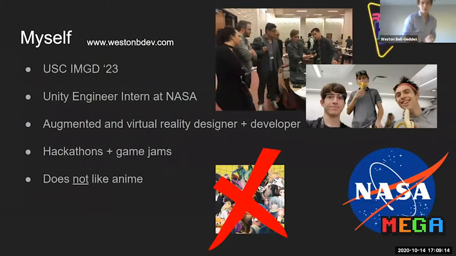Really quickly, I'll talk about my credentials. Like I said, my name is Weston. I'm a sophomore studying interactive media and game design at the School of Cinematic Arts. I worked as a Unity engineer at NASA over the summer, where I programmed features for their VR and AR stuff. I've been to so many hackathons and game jams. I want to tell you some tips and tricks that I've learned over the years. I did a couple of MIT ones, which I got awards for, so I can talk about that experience as well.